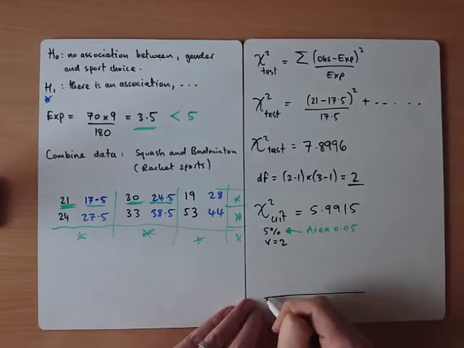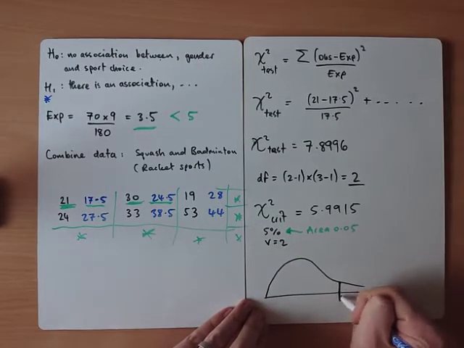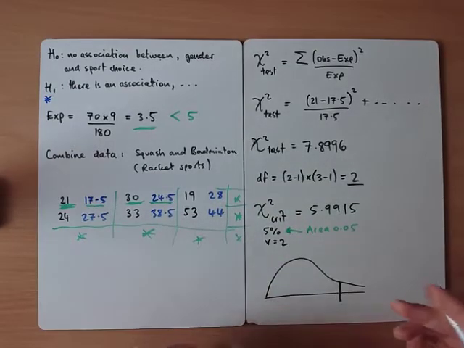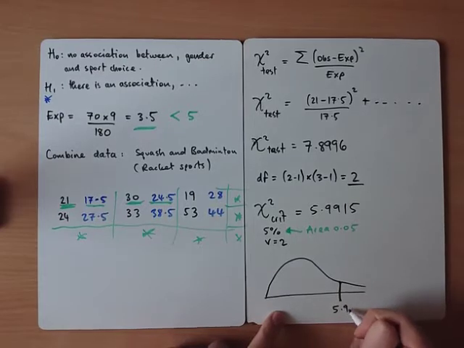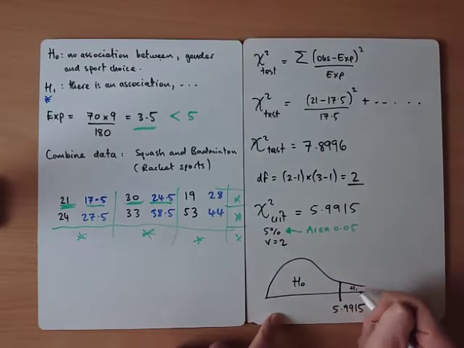I would strongly recommend you draw a diagram because it helps the examiner to see that you understand this topic, instead of just saying there's two numbers, write my conclusion. You have to justify what's going on. So the critical value was 5.9915. That would be H0, that would be H1.